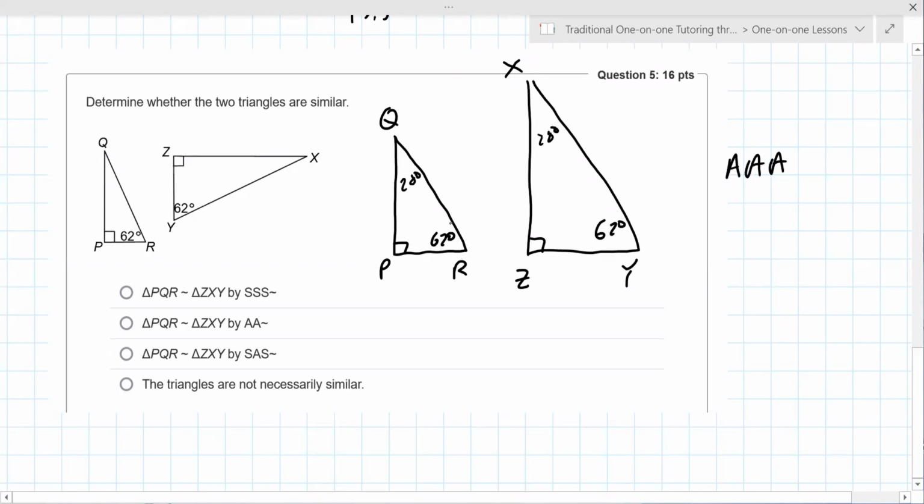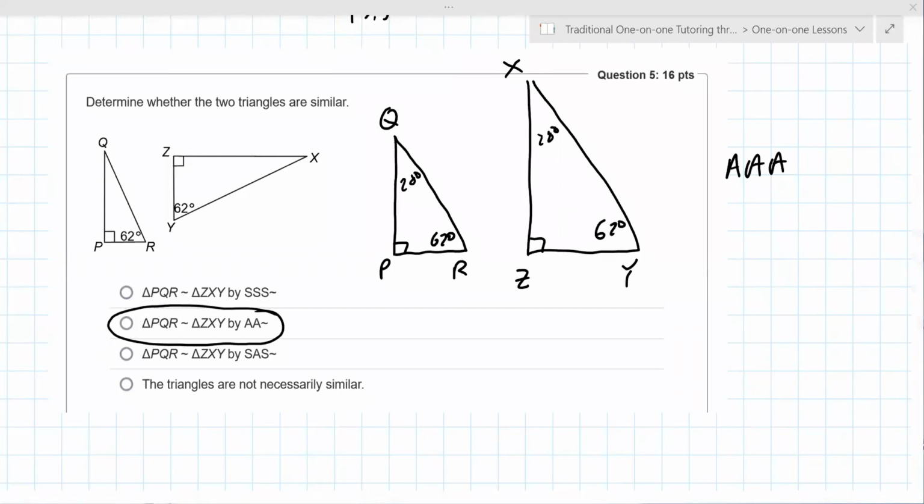So because it's a right triangle, you actually only need one of the non-right angles to be the same, because the other one is guaranteed to be the same. Because if we knew that this was 28 and this was 28, then you could calculate the other one. So that's why you only need one of the angles. I see.